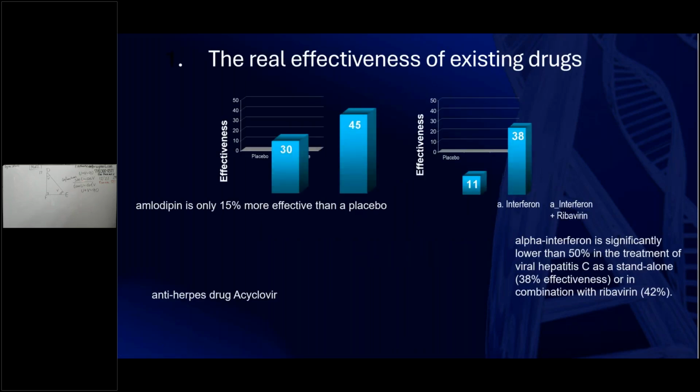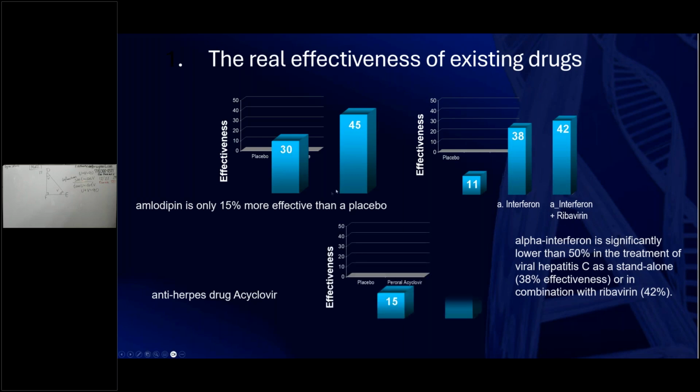Real effectiveness of existing drugs. This is amlodipine. Amlodipine is for blood pressure. I will not go in depth on this. Look at this: the first is placebo, and this is the effectiveness of amlodipine that you buy in pharmacy, just 45%. Can you see this?